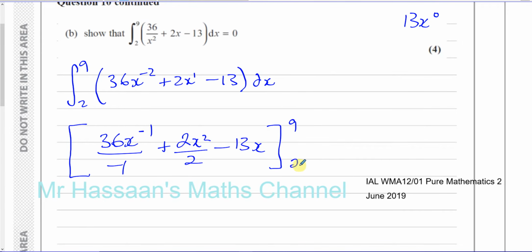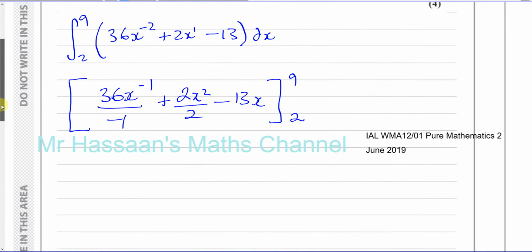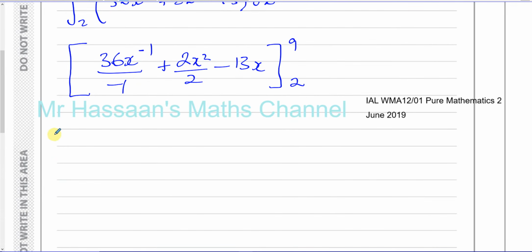Now, we've got to substitute these values in. But before doing so, I'm going to just write this in a more friendly manner. This is like minus 36 over x. Now we can write it in the denominator. It makes it easy for us to substitute. The 2's cancel here. So you've got plus x squared minus 13x. That looks a bit more friendly now to substitute the values in.